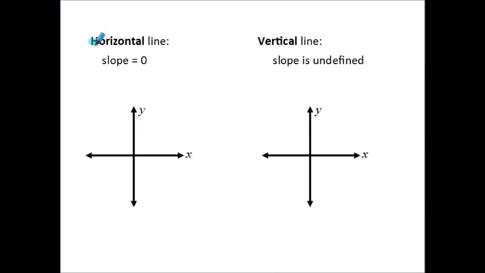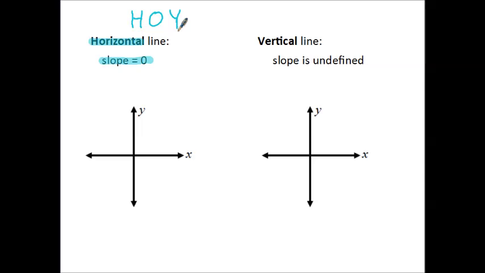Horizontal lines have a slope of 0. All of them do. Every single horizontal line. What should help you remember this is the mnemonic that you heard in Algebra 1, HOI. HOI stands for horizontal, 0, the O stands for 0 slope, and y is the only variable.